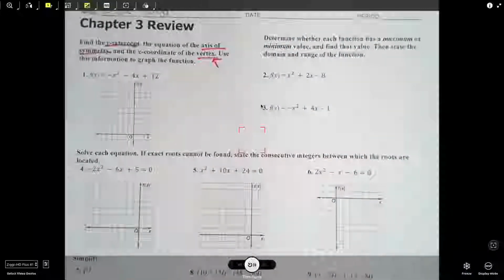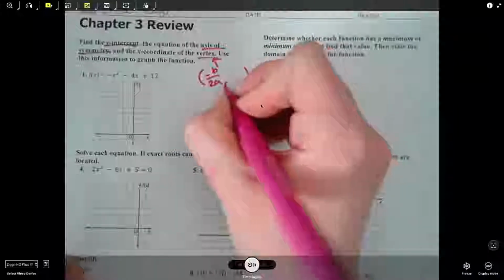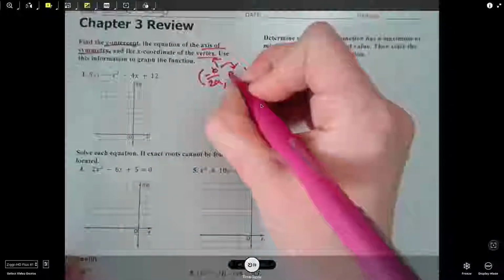Okay? How do you find the vertex? What's the formula? Negative b over 2a. Negative b over 2a, and then how do you find the y value? Plug it in.